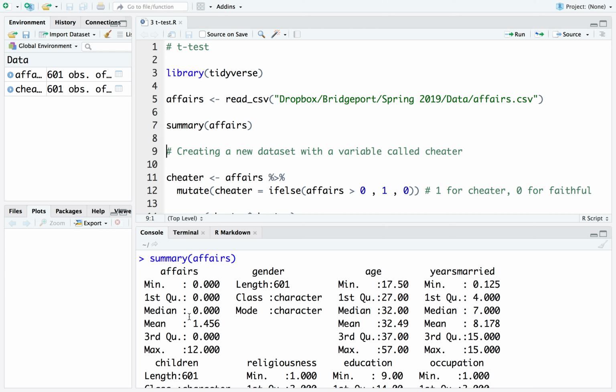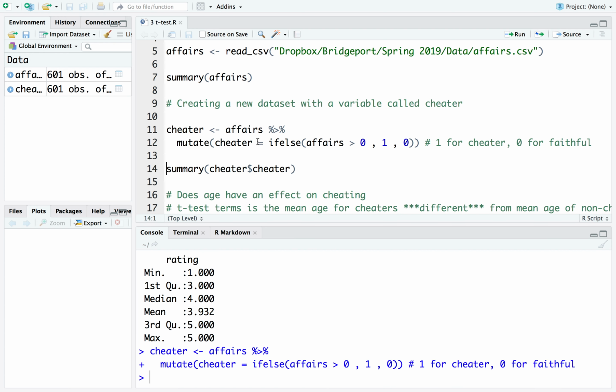Here we have the variable affairs, and it counts the number of months someone has had an affair during the past year. However, we would like to define a new variable called cheater, which lends itself to the t-test. Basically, yes or no: are you cheating or not? This really enables us to use the t-test, and the variable cheater seems more appropriate in that either you've cheated or you haven't. So with that said, we create this new data set called cheater.